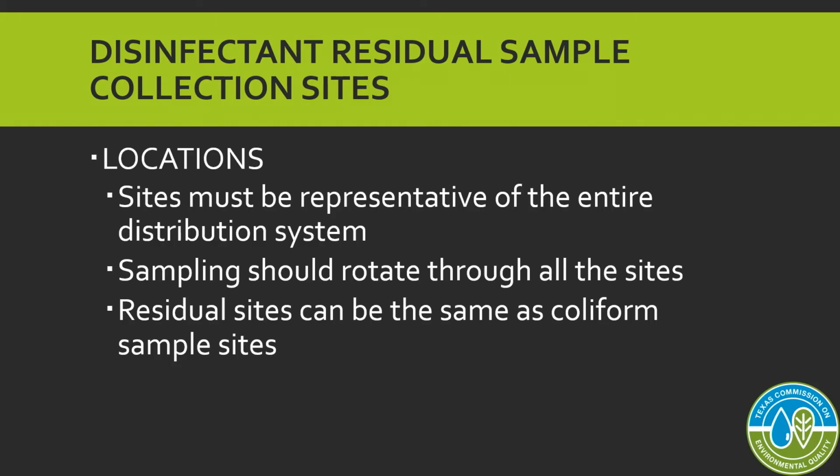If you know there's one neighborhood that has low water usage and you know you need to do some flushing over there, make sure you're keeping a pulse check on it. Make sure your flushing is sufficient. And make sure you're rotating through all of those sites. And you can double up on your coliform sites also as residuals. Residual sites, that is.